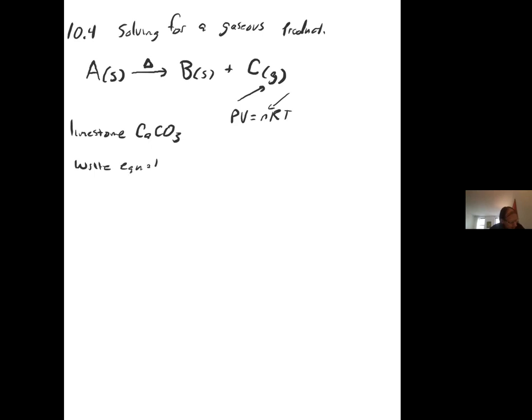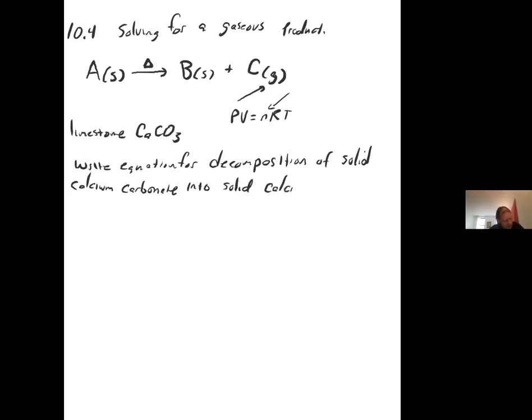And for decomposition, right? That was back in chapter 3. Of solid calcium carbonate into solid calcium oxide. We call that lime, right? So calcium carbonate is called calcite, and calcium oxide is called lime, and carbon dioxide gas.